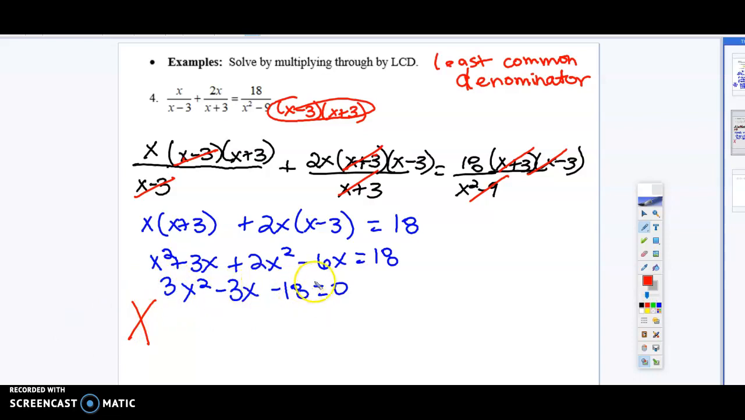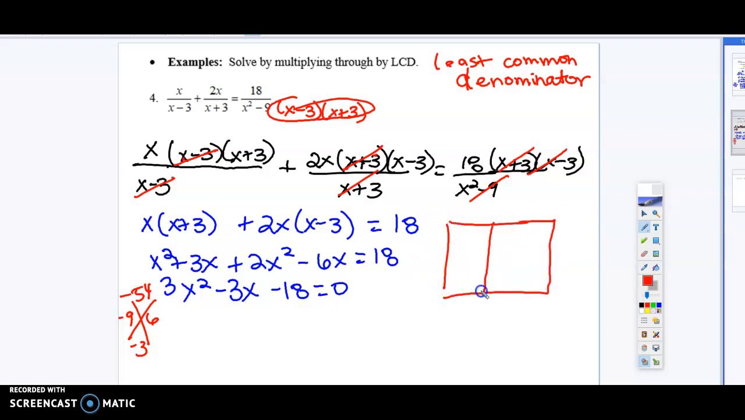So what's 3 times negative 18? Negative 54. And then I've got negative 3 down here. What two numbers, if you multiply them together, you get negative 54, and add them together, you get negative 3? Negative 9 and 6. That's all right. But you do have to use the box method on this one because my leading coefficient is bigger than 1.